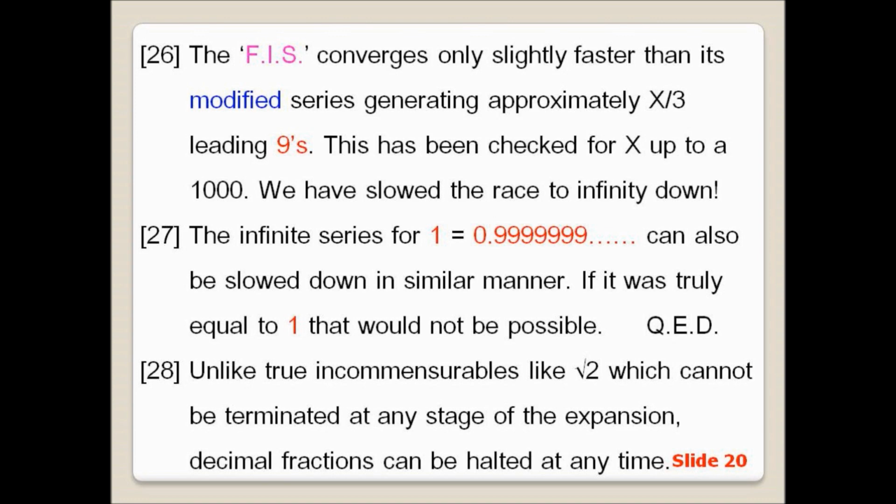Wow! The infinite series for 1 equals 0.9999 can also be slowed down in similar manner. If it was truly equal to 1, that would not be possible. QED. Unlike true incommensurables like root 2, which cannot be terminated at any stage of the expansion, decimal fractions can be halted at any time.